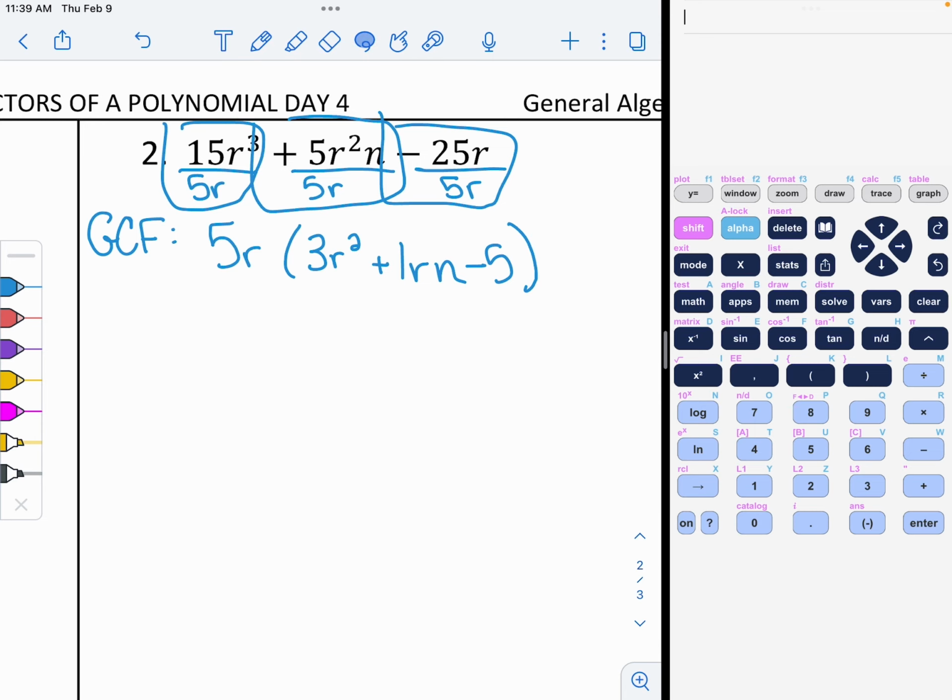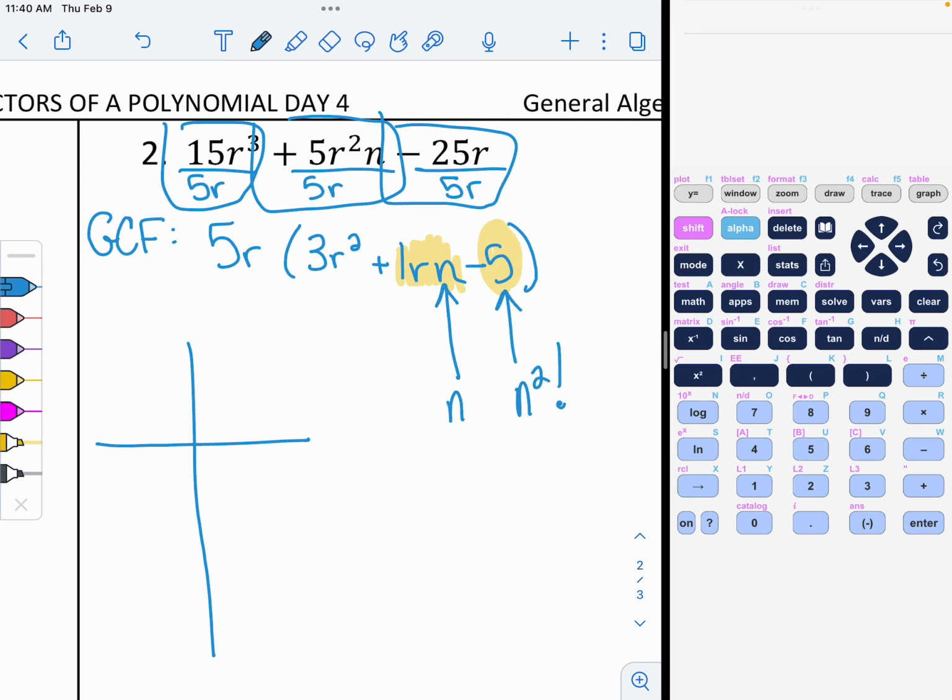Now it's time for me to go to my chart, but I already see a huge problem here. When we have a double variable situation, see what I mean? This last term would need to have an n for me to proceed. It's like I can't even go to my chart, because this has an n, this would need an n squared. And it simply doesn't have one. So guys, there is nothing that we can do here. We're done. We can't finish anything.